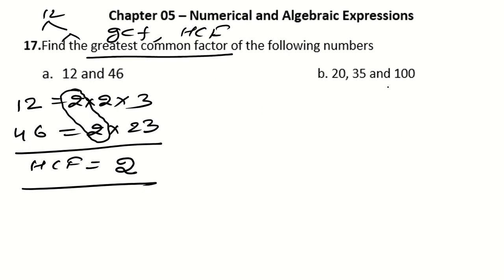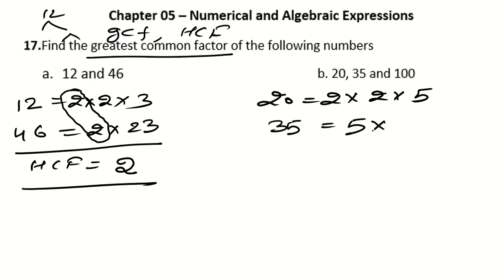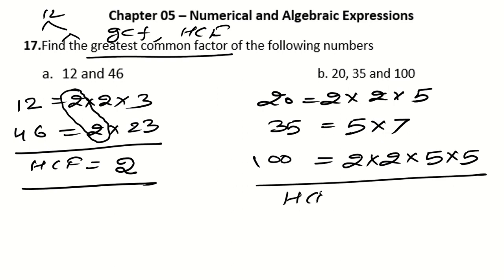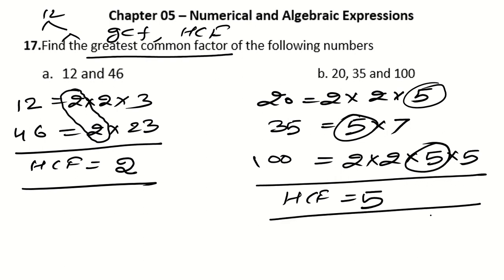Next, 20, 35 and 100. Here I have taken three numbers. So 20 is equal to 2 multiply 2 multiply 5, because 2 multiply 2, 4, 4 multiply 5 is 20. And 35 will be 5 multiply 7, and 100 will be 2 multiply 2 multiply 5 multiply 5, because 2 multiply 2, 4, 4 multiply 5, 20, 20 multiply by 5, 100. So HCF or GCF will be, you see, 2 is here also, but not in the second line. So 2 will not be the part of HCF. Now 5 is here, 5 here, and 5 here also. So 5 you will write down. Okay. So its HCF is 5.